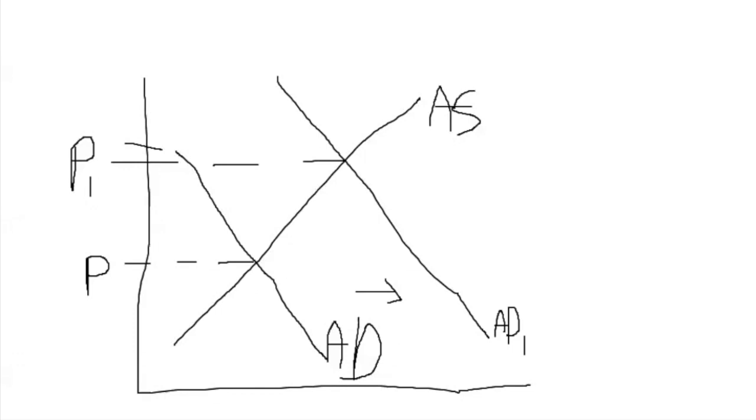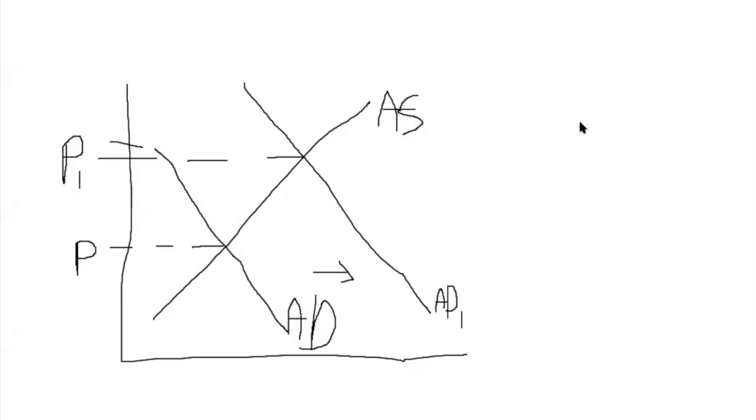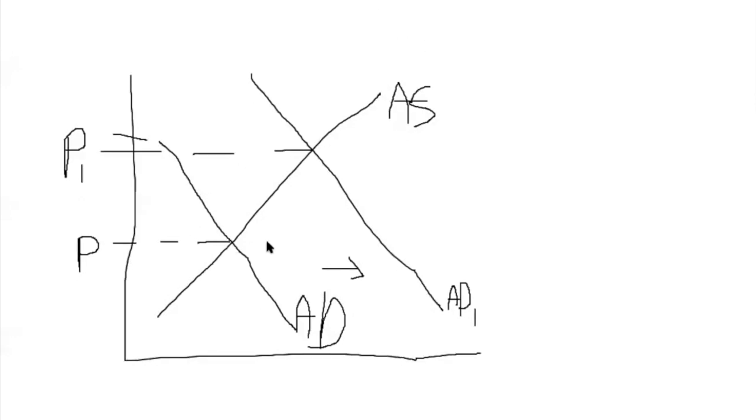Well, it's causing the price, the average price, to go up. So the average price went up because of a shortage, right? The quantity supplied was not at the quantity demanded at that price. Okay. So that shortage caused the price to go up. Now, what caused the shortage?